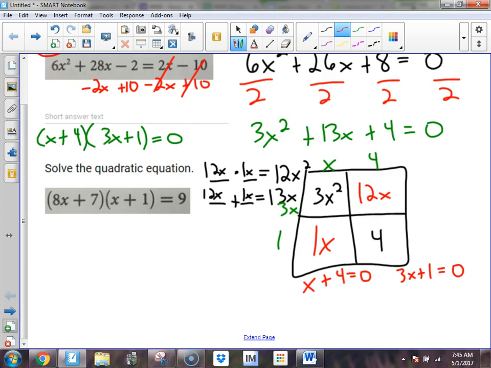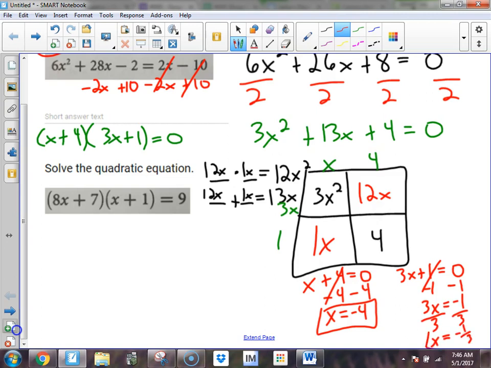And I'm going to solve these. Solving means to get the x isolated, alone. So we're going to move the 4 to the other side. We get x equal to negative 4. That's one answer. Subtract 1 to this one. 3x equals negative 1. Divide by 3. We get x equals negative 1/3. That's negative 1 over 3.